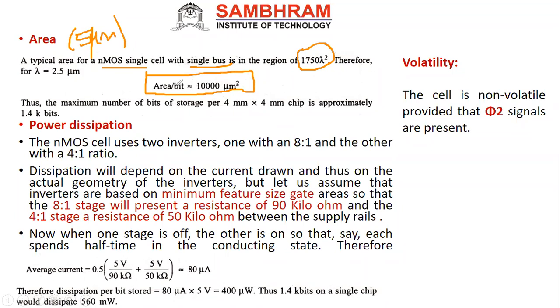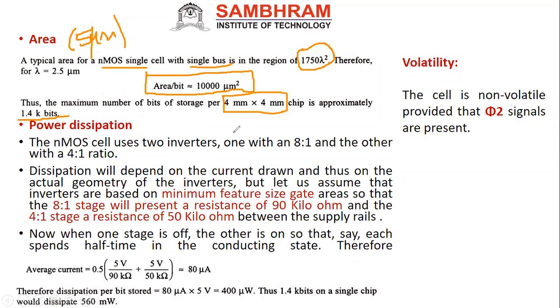So to store one bit, it is taking 10,000 micrometer square of area. Now if I consider a chip of 4 millimeter cross 4 millimeter, how many bits can I store? The maximum number of bits that can be stored in a 4 millimeter cross 4 millimeter chip is approximately 1.4 K bits. That is 1.4 kilobits I can store for NMOS.